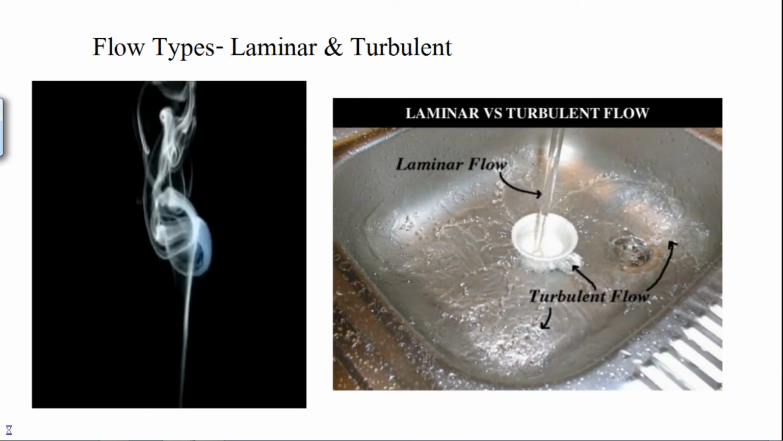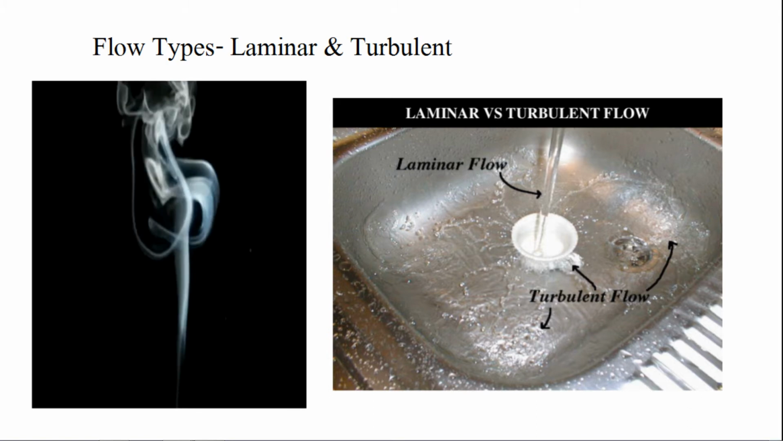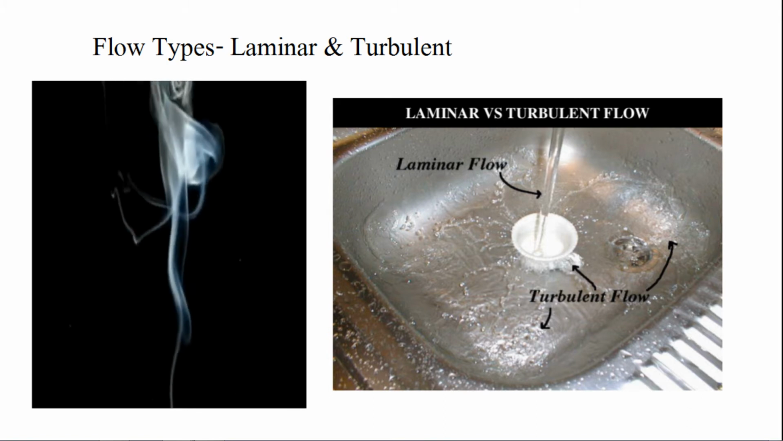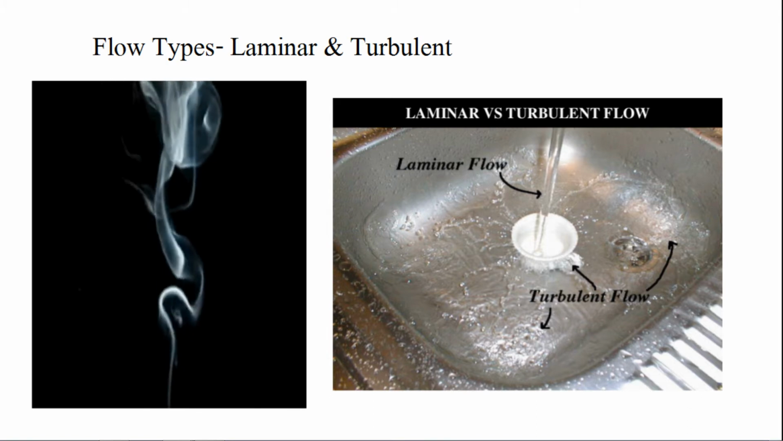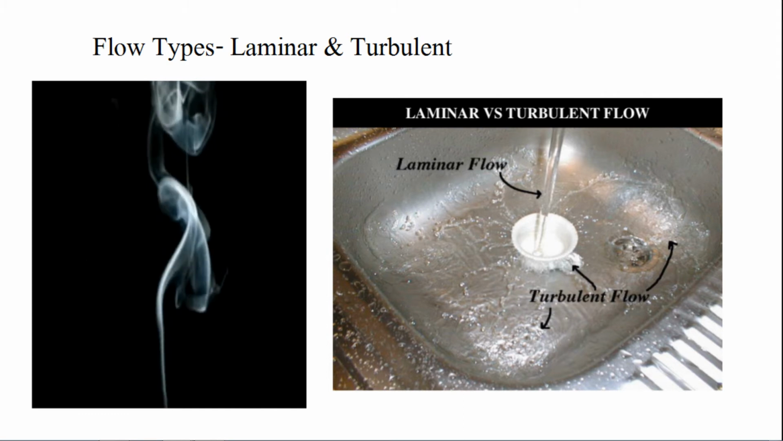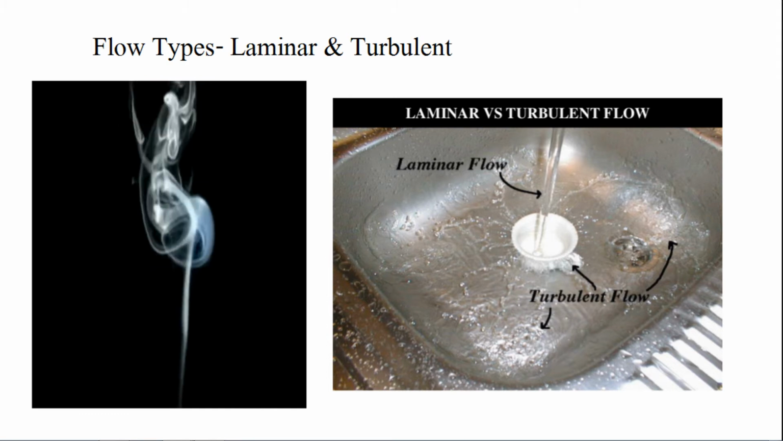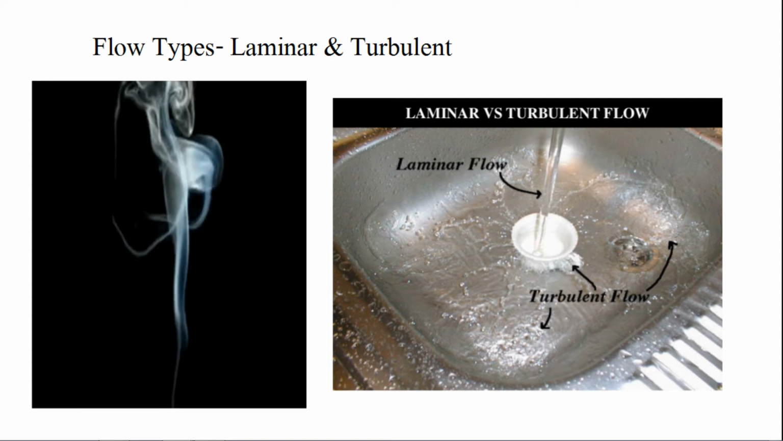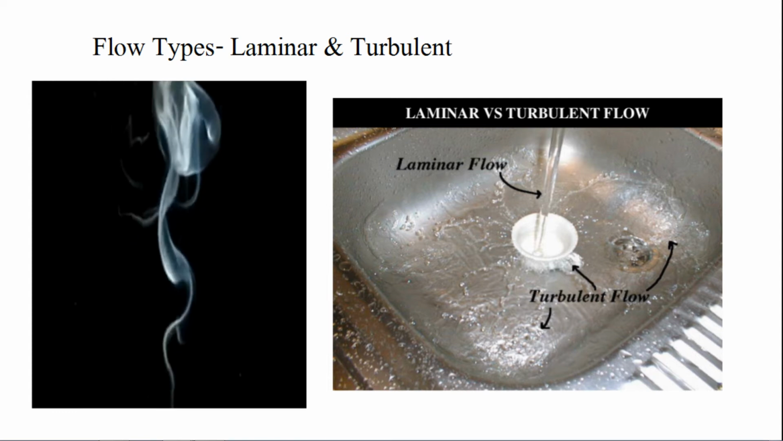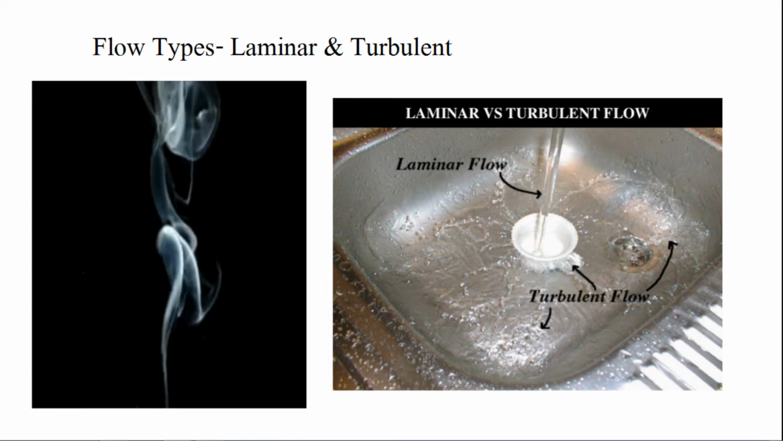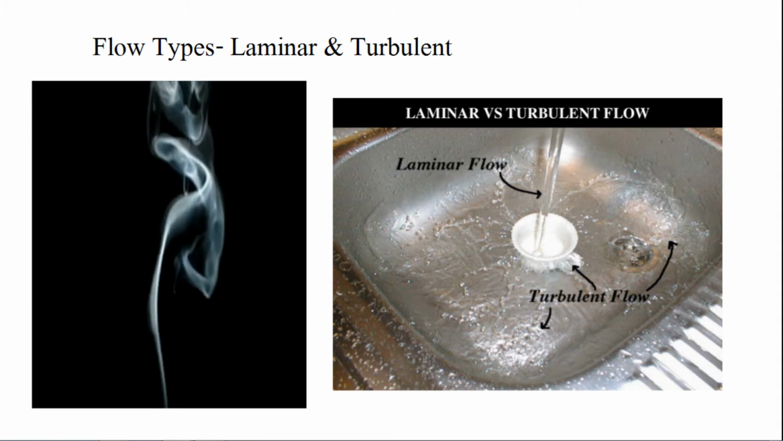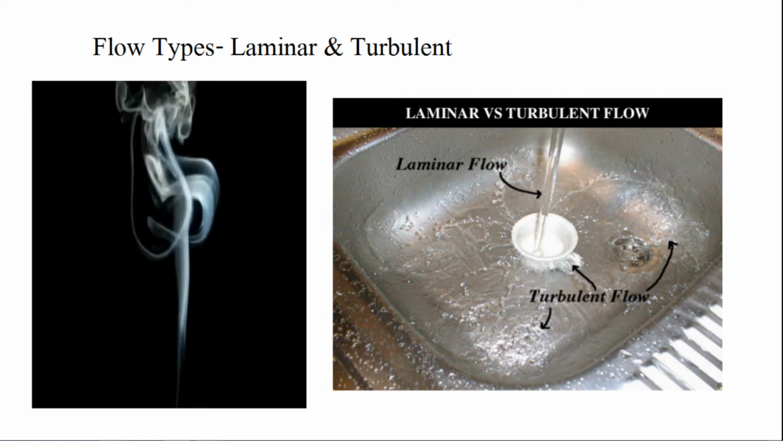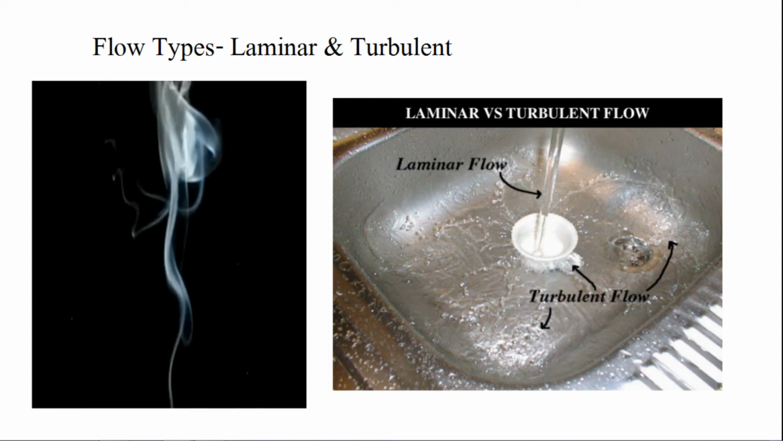After these few basic terms, we are going to learn types of flows. As we are dealing with fluid, there are different types of flows. Basic categories: laminar and turbulent. Laminar is a streamline, straight and smooth flow, which you can see in this diagram on the right side. Water flowing through the tap is a smooth flow of water, that's laminar.